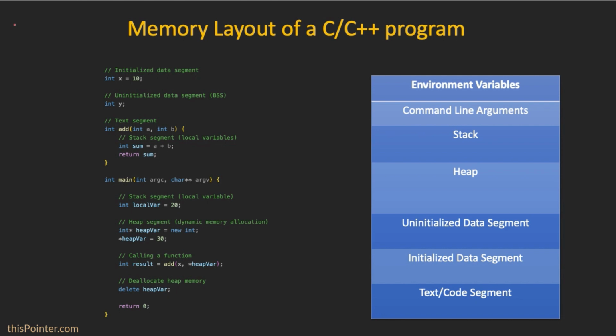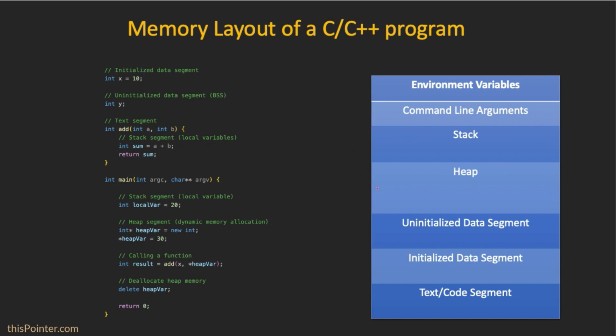Welcome guys. In this video we will discuss the memory layout of a program in C and C++. Memory layout of a program refers to the organization of memory to various components of a program. When we run our program, the operating system assigns a block of memory to our process. The memory block contains different segments. In this video we will discuss all about these segments.